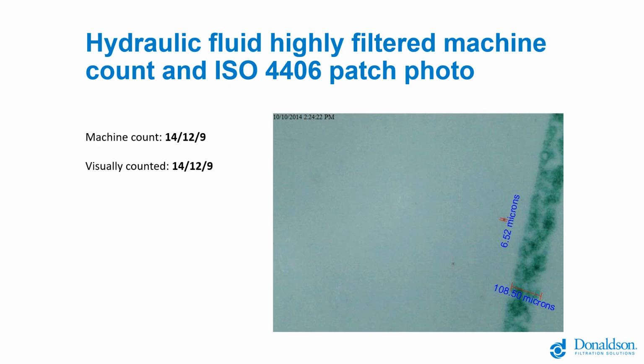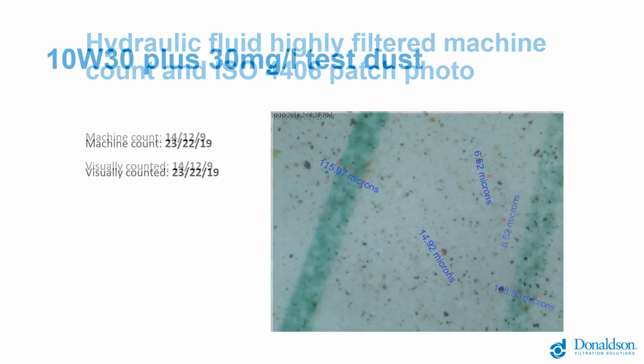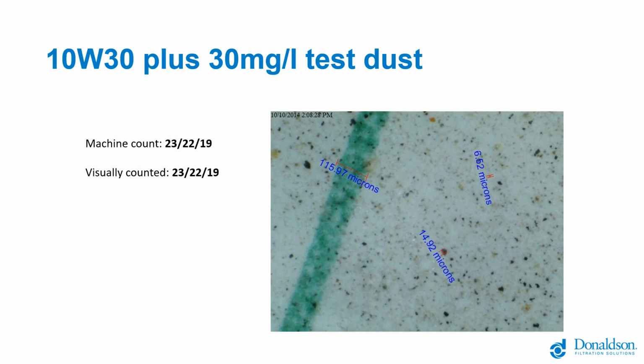It's common in virtually all mobile fluids now, and some stationary hydraulic applications. So if we have a type of oil, say a 10W30 new engine oil, this is straight out of a bottle, and we add debris to it, we can make it very dirty. The machine sees that it's very dirty. It says it's a 23/22/19 ISO cleanliness code, and visually it looks very dirty as well. There's hundreds and hundreds of particles visible there, more than you'd want to count.